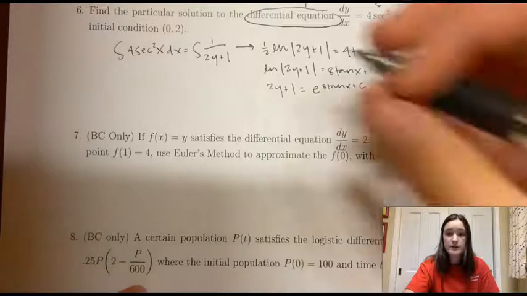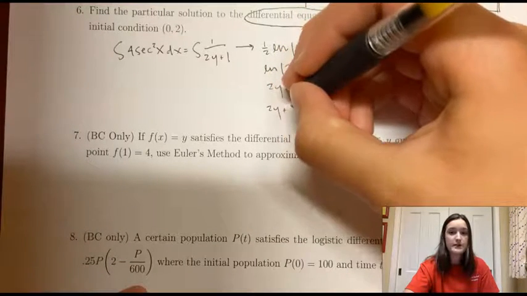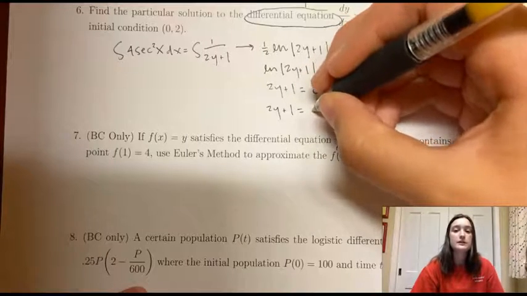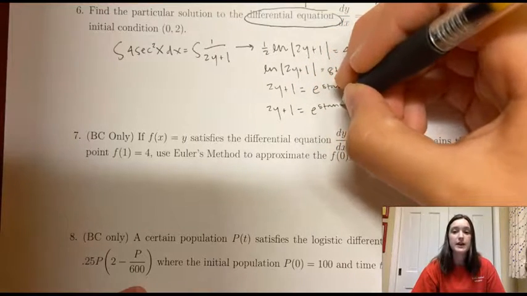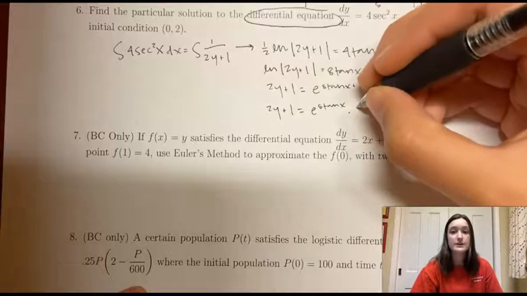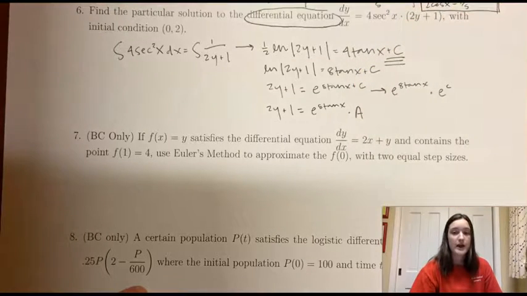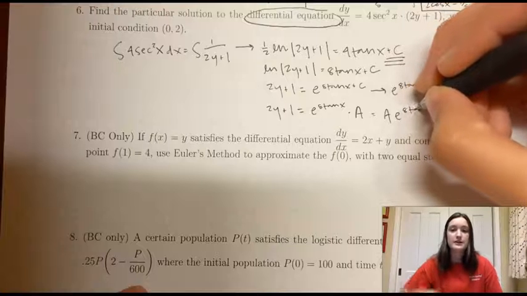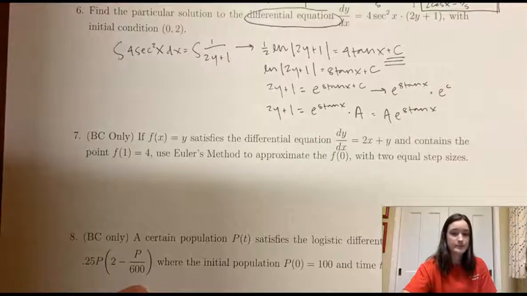Okay, I'm going to rewrite this as 2y plus 1 equals e to the 8 tan x times a. That e to the c has just turned into an a. And then just to make things simpler and a little more readable, I'm going to rewrite that as a e to the 8 tan x.